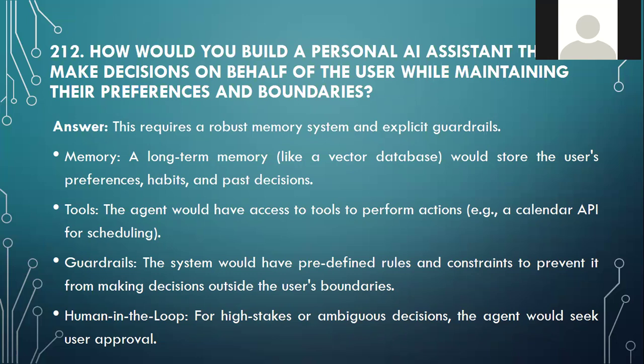Tools. The agent would have access to tools to perform actions. Example, a calendar API for scheduling. Guardrail. The system would have predefined rules and constraints to prevent it from making decisions outside the user's boundaries. Human in the loop. For high-stake or ambiguous decisions, the agent would seek user approval.